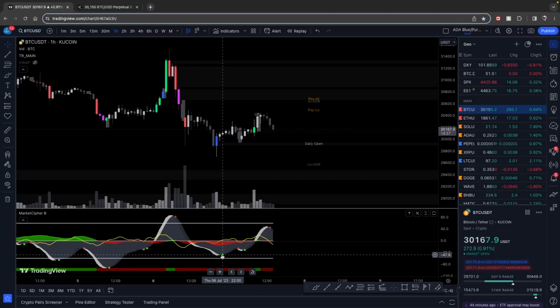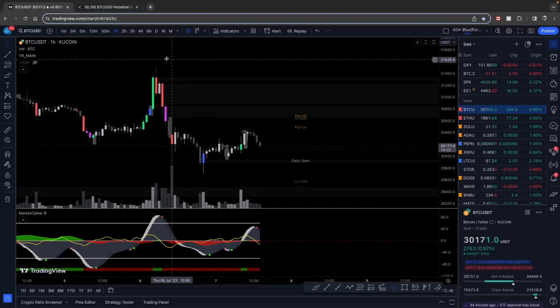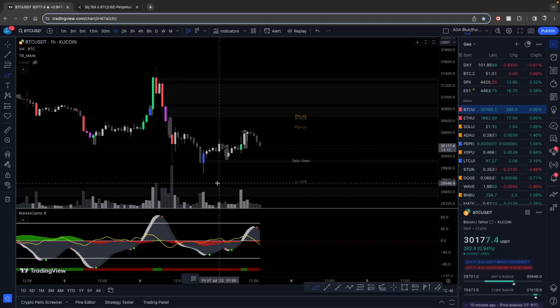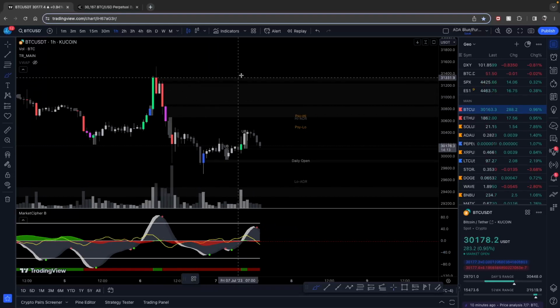Now, the strategy is very simple. When you have a green dot, or when you're expecting price to potentially go up, look at the vectors, okay? This is something I preach day in and day out in my Discord. Look at the vectors. This is the money.